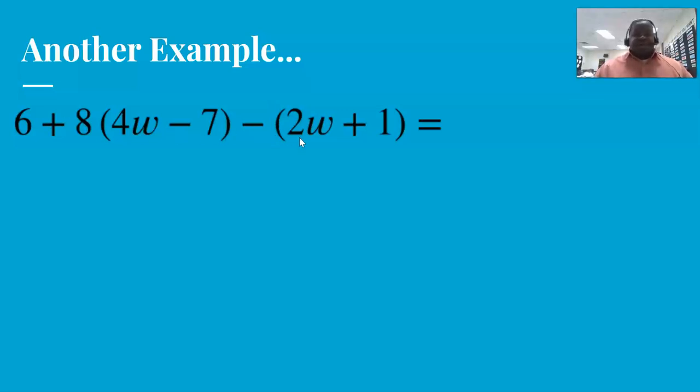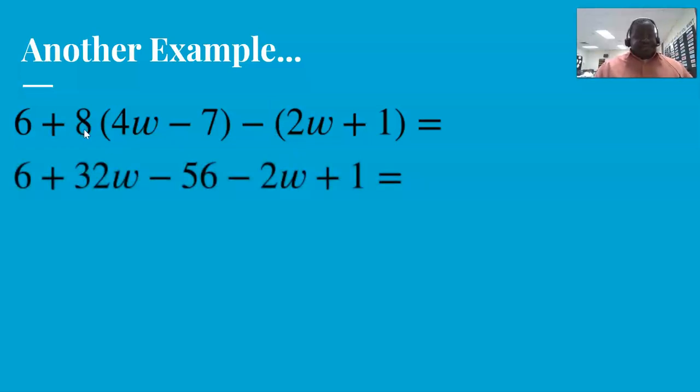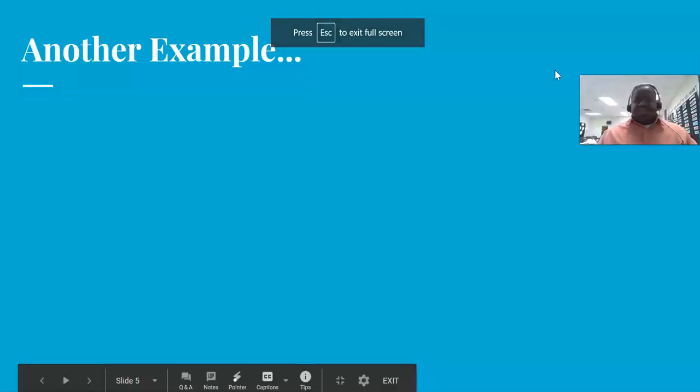So the first step here is we're going to get rid of all of our parentheses. So when we do that, the 6 just comes down. 8 times 4 is 32w. 8 times negative 7 is negative 56. Negative 1 times 2w is negative 2w. Negative 1 times positive 1. We've made a mistake. So let's go ahead and fix that. Minus 1. Let's try that again.